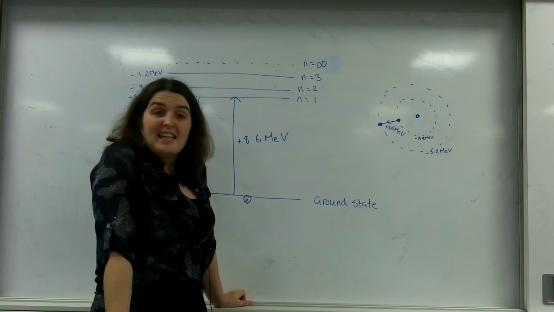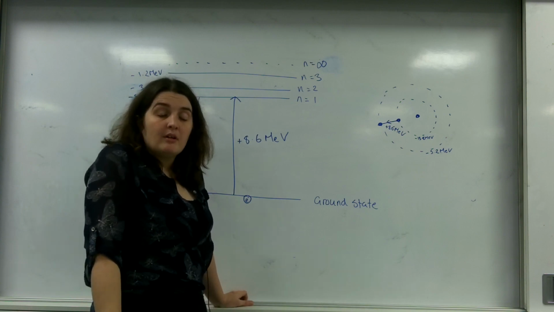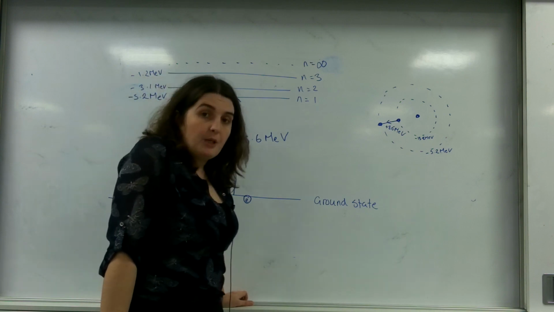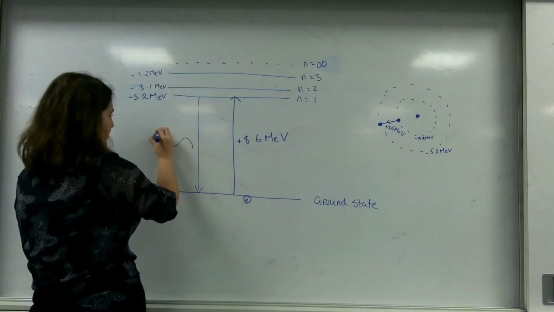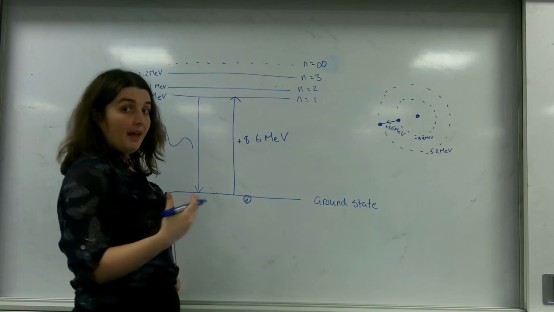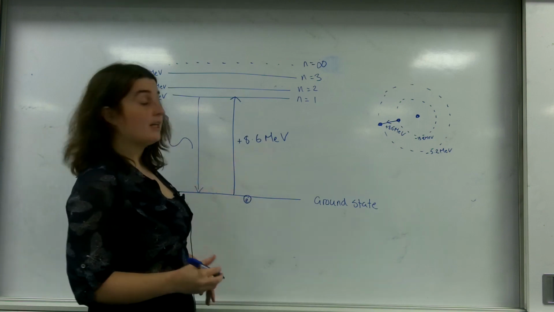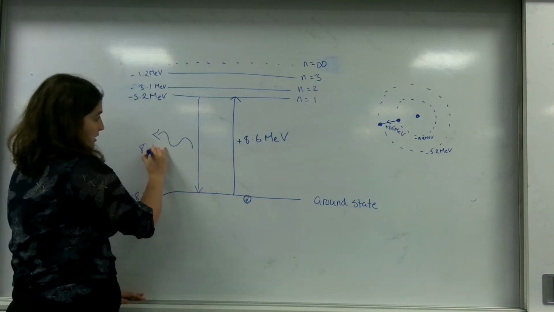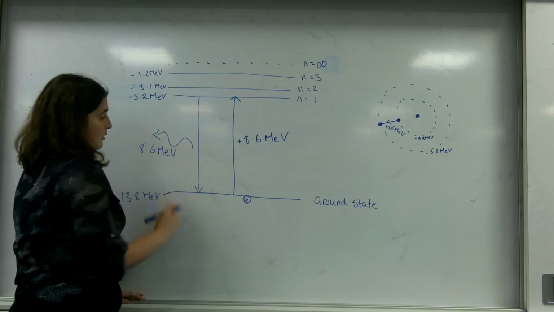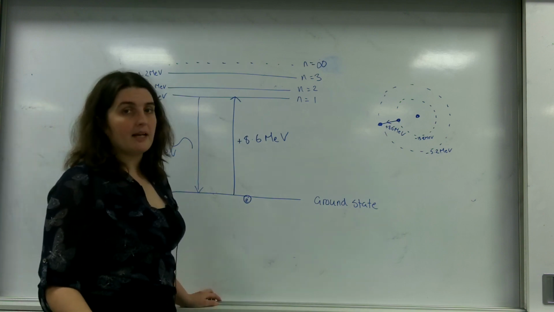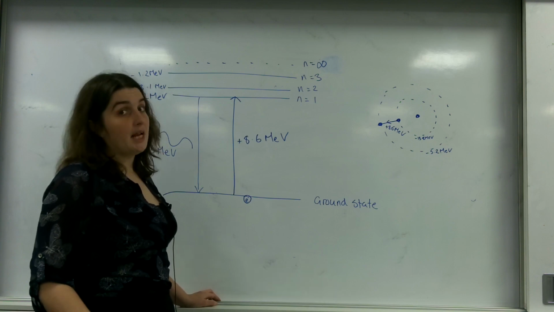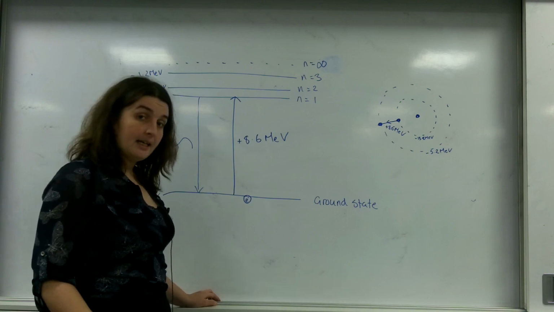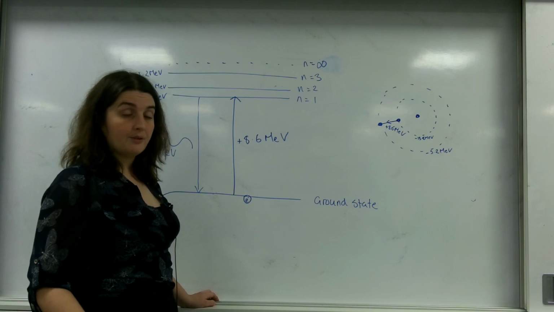But where does the energy go? This energy will be released as a photon. That would have this much energy. It would have 8.6 mega electron volts worth of energy. You can use the photon energy formula to then calculate the wavelength, the frequency.